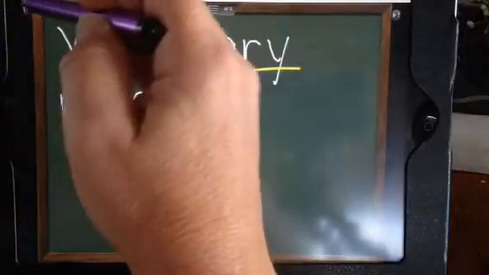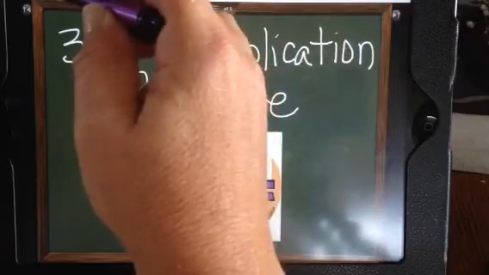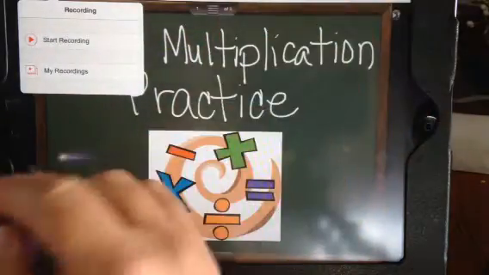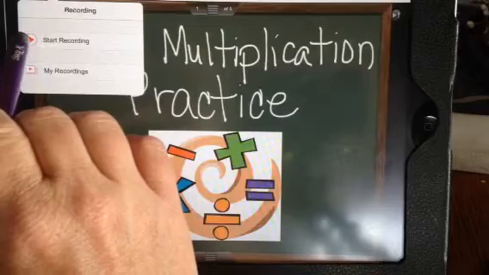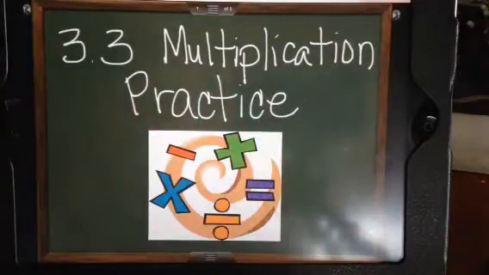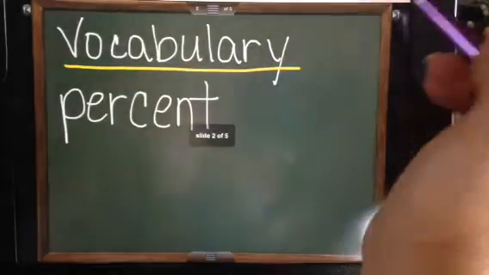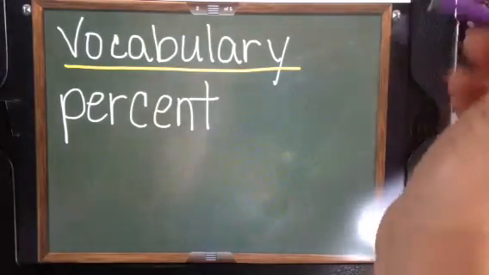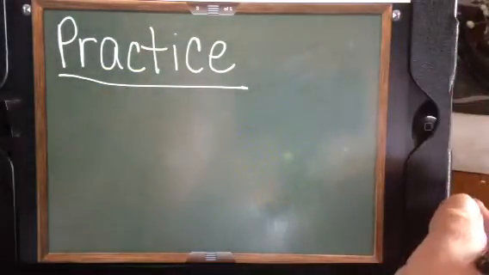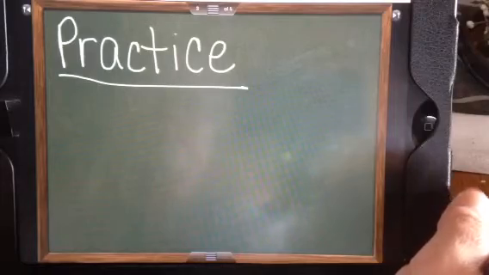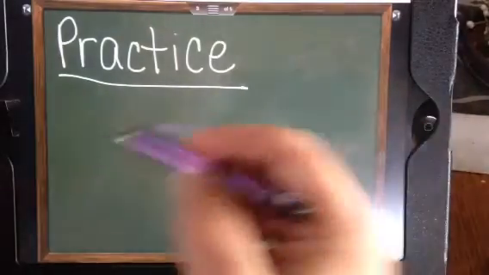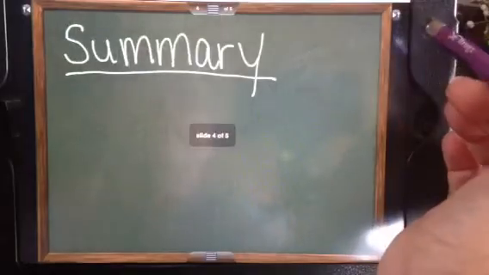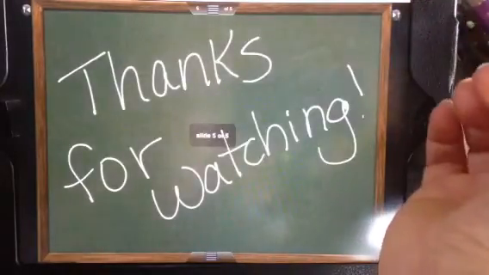So if we go back and push record, you're going to click on start recording. So I'm going to say, okay, today we're going to do lesson 3.3, multiplication practice. Our vocabulary for today is, and you can give their vocabulary. And then to practice some of our exercises today, or whatever you want them to learn, you're going to talk about it on this slide. And then do your summary and thanks for watching.